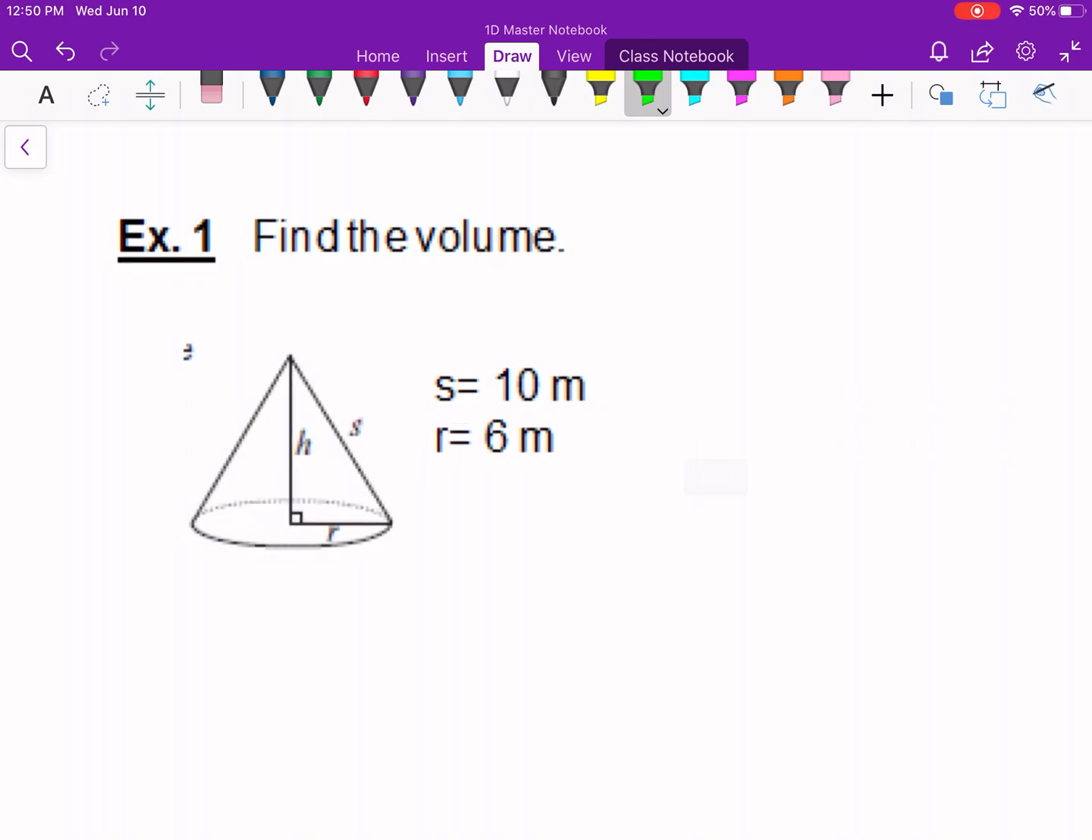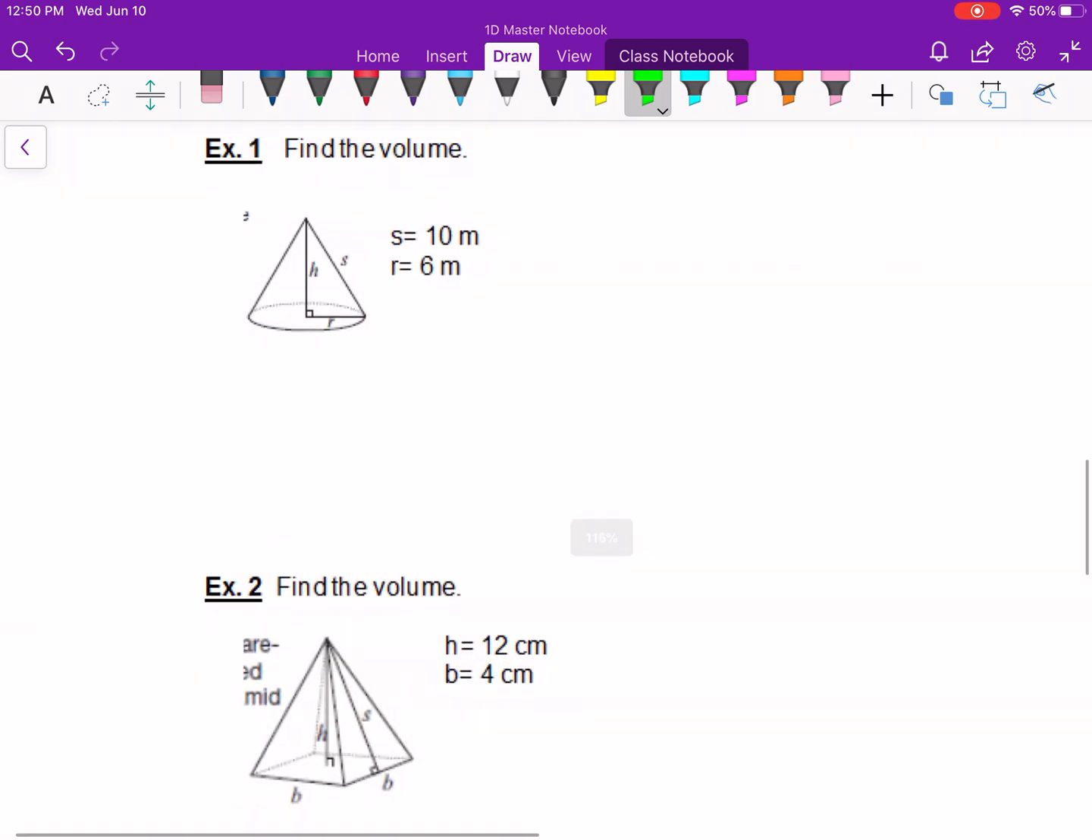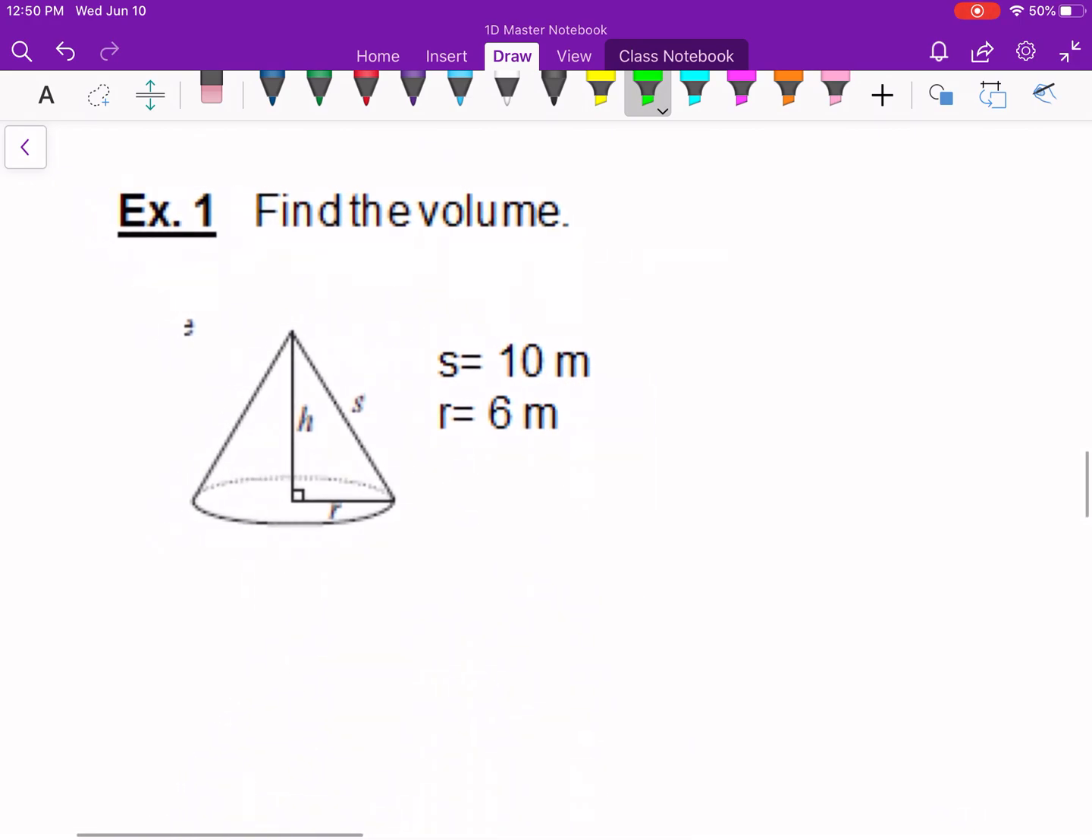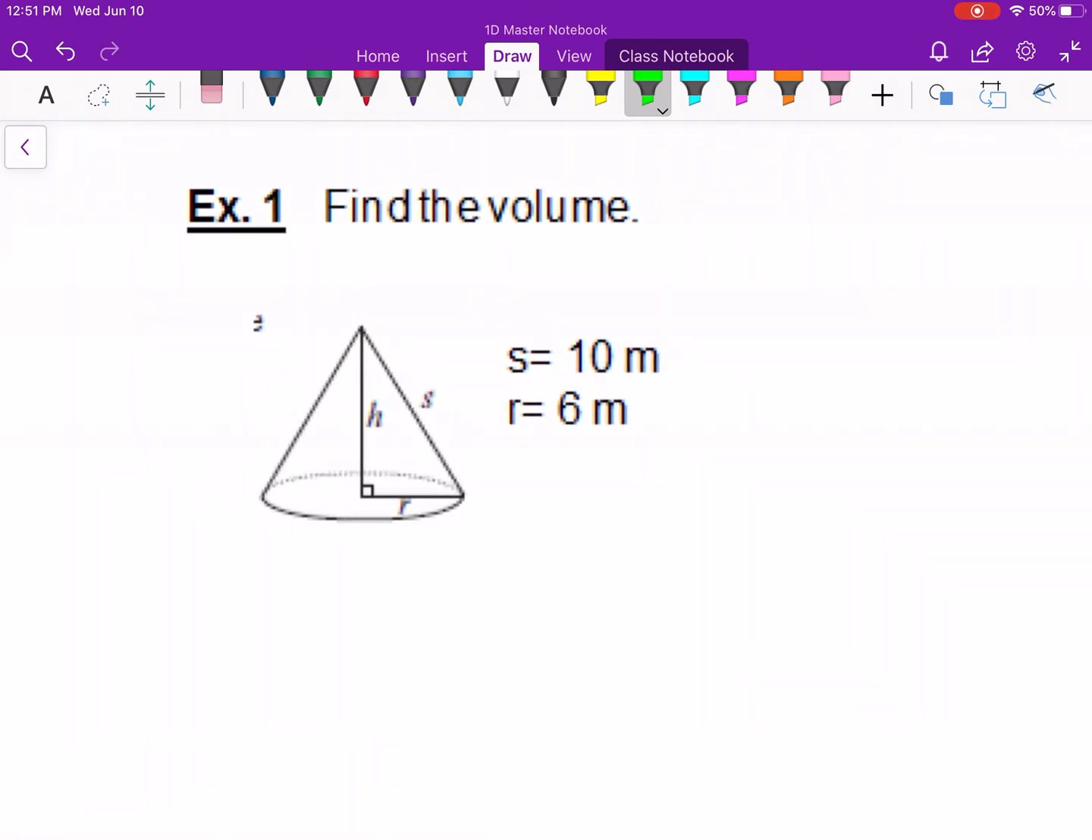Sometimes it's straightforward, the question. Sometimes it requires a little bit of playing around with it. Let's see what we can do with this first one. We're supposed to find the volume. It gives us some value s, which is 10 meters, and r, which is 6 meters. Now we know what r is.